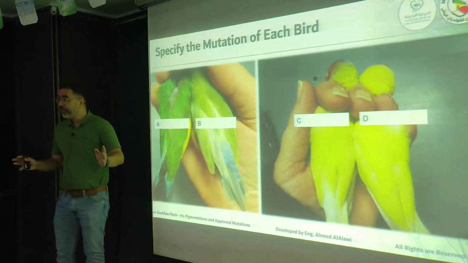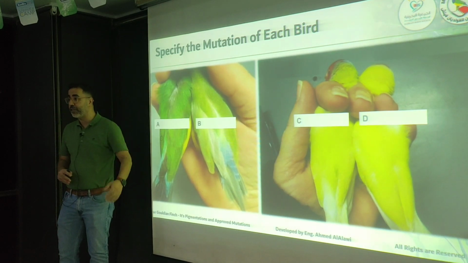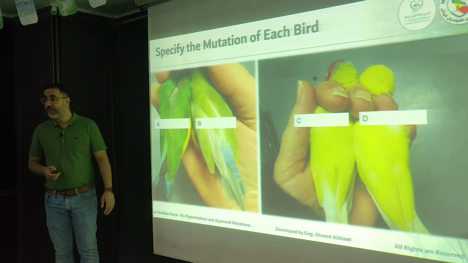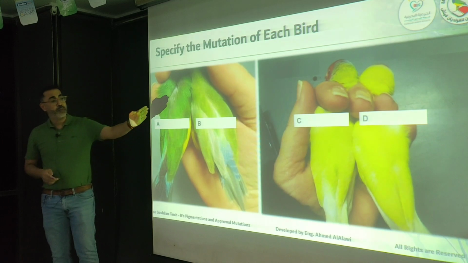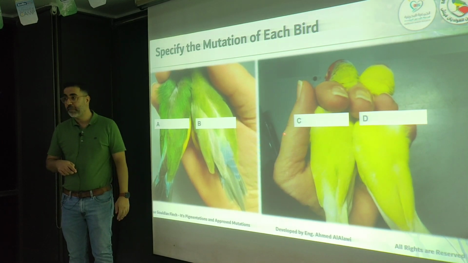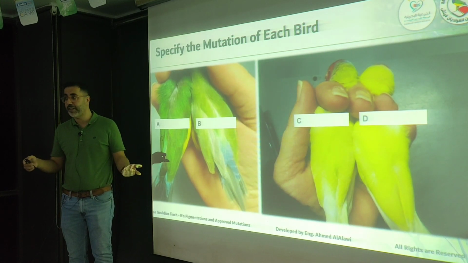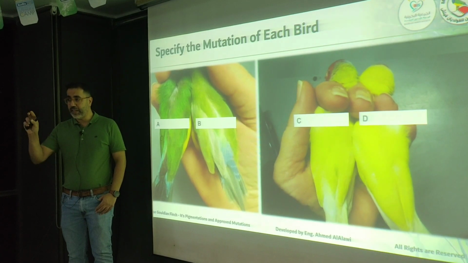I need your help. Who can tell me what A to D is in color pigmentation? A is green, white, classic. Yes, classic, single factor pastel, and double factor. C is the single factor. Why is this single factor? I don't understand. A is single factor, C and D are double factor. Yes, sir. So you're saying C and D are double factor.